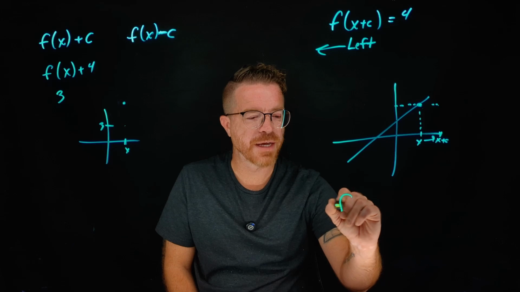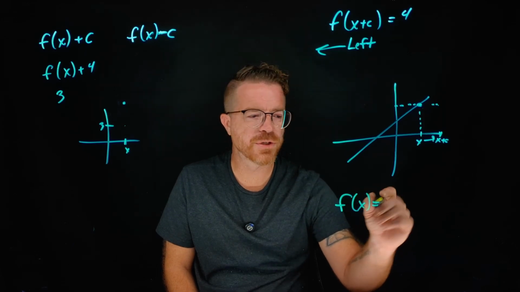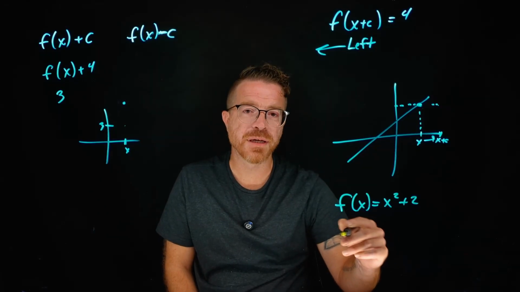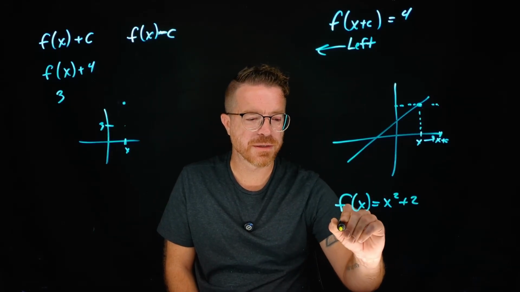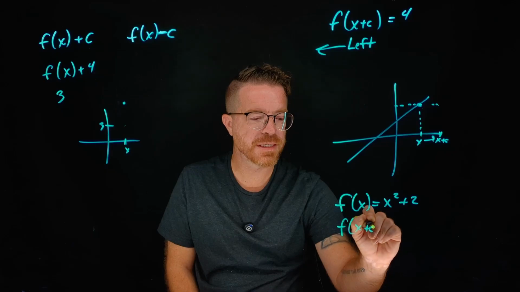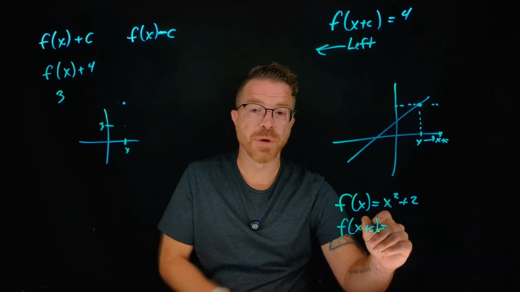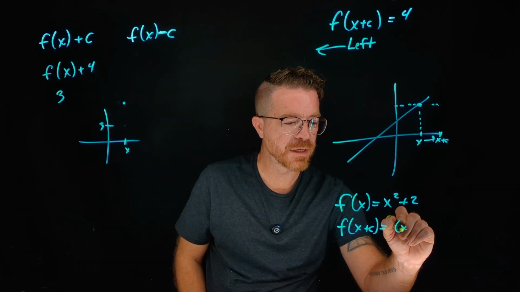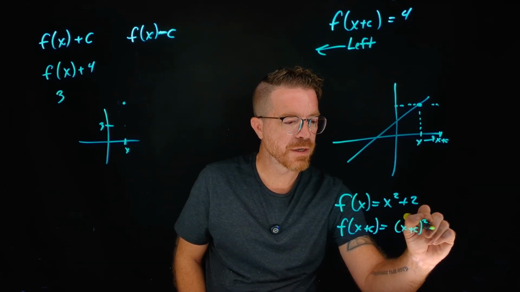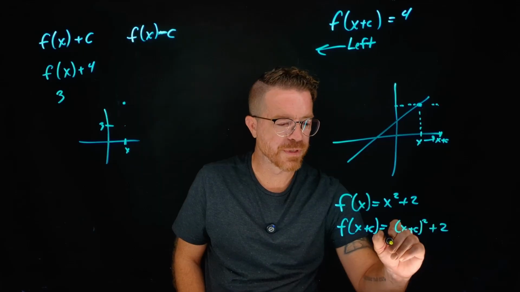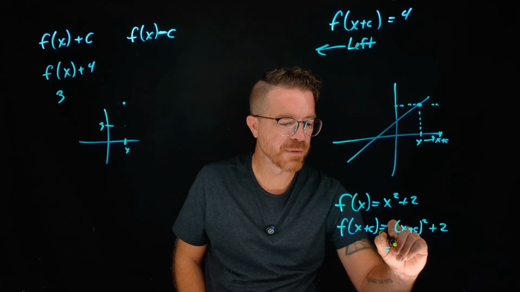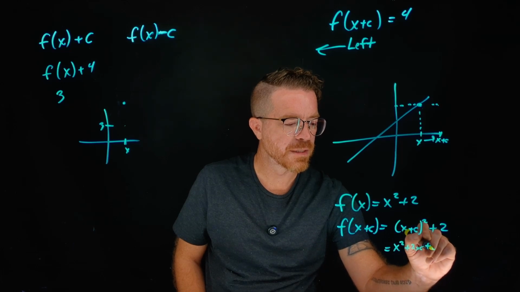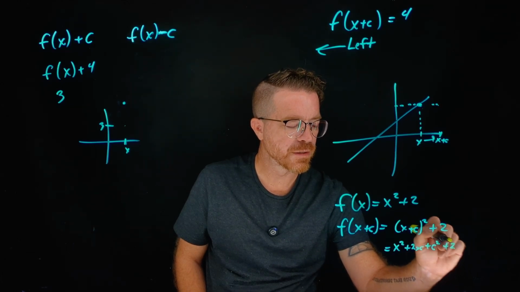Let's say that my f of x is just equal to x squared plus 2, right? Well, what would happen if I were to add c within this? Well, we'd have f of x plus c is equal to, now what happens? I take whatever's within the parentheses and I replace x with it. So this becomes (x plus c) squared plus 2. Of course, I'm going to FOIL this out. Just like before, this is going to end up giving me x squared plus 2xc plus c squared plus 2.